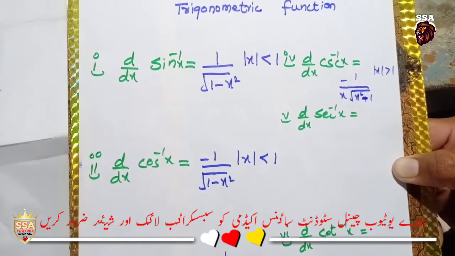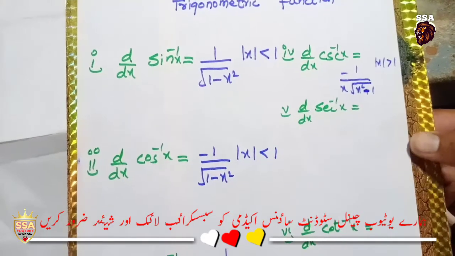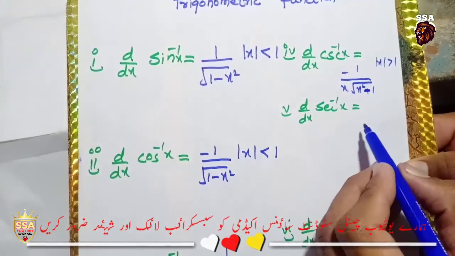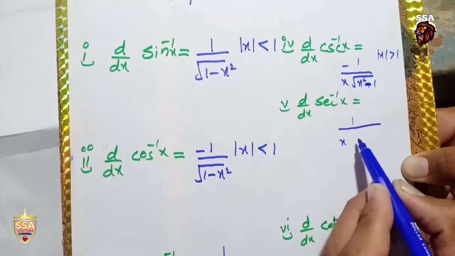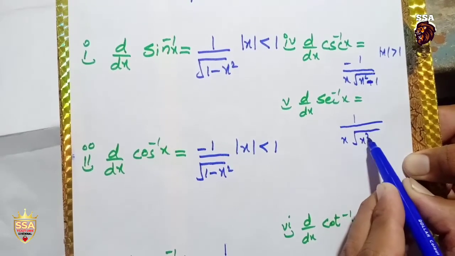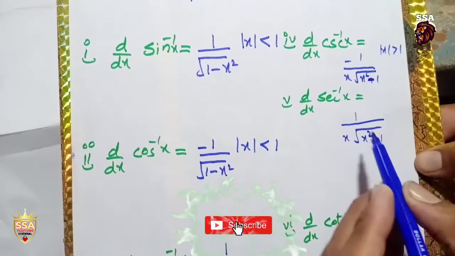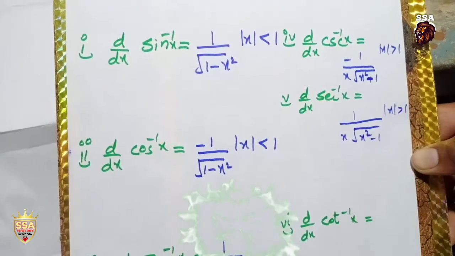And fifth is derivative of secant inverse x is equal to 1 over x square root of x square minus 1, where also modulus of x is greater than 1.